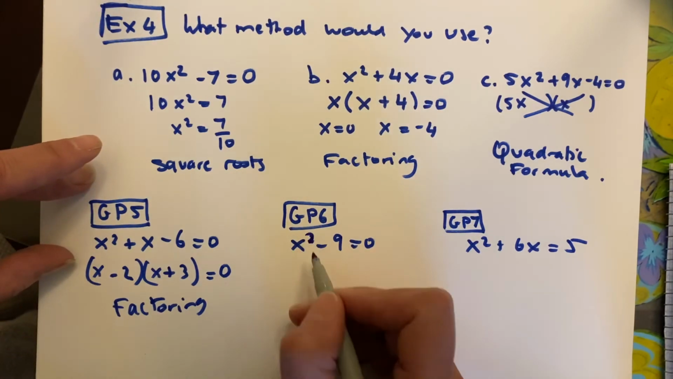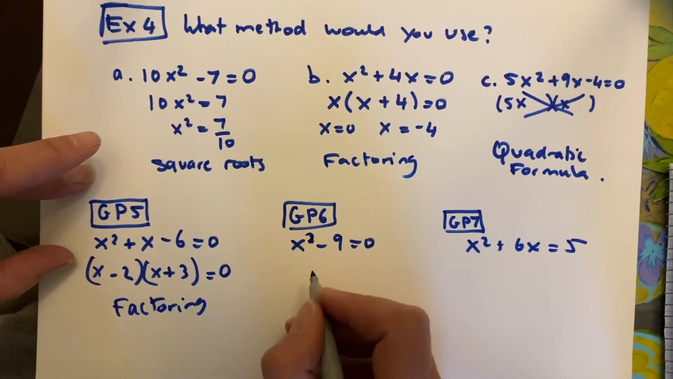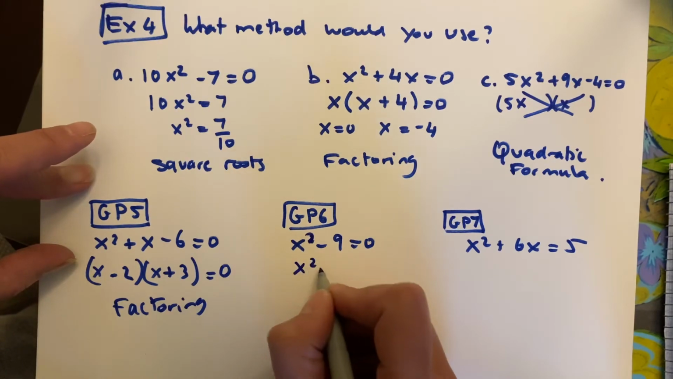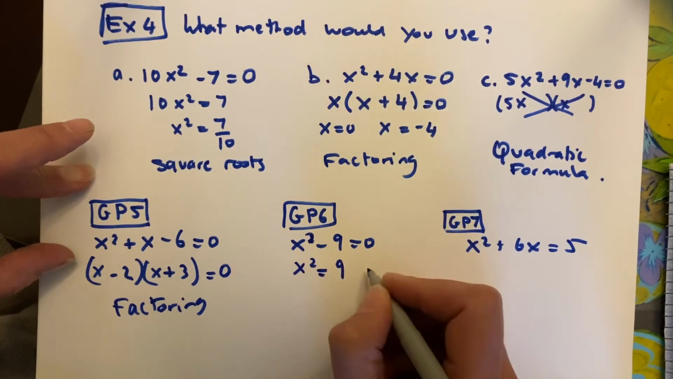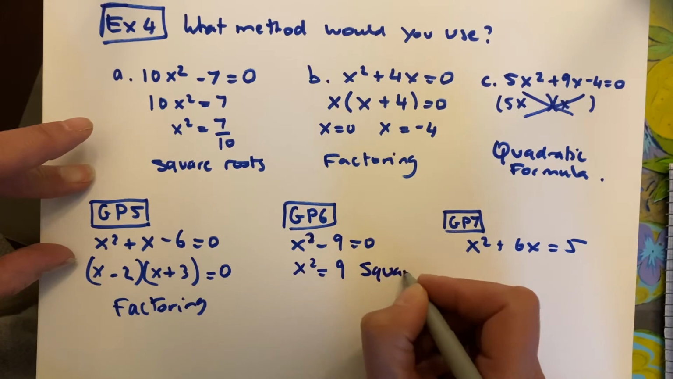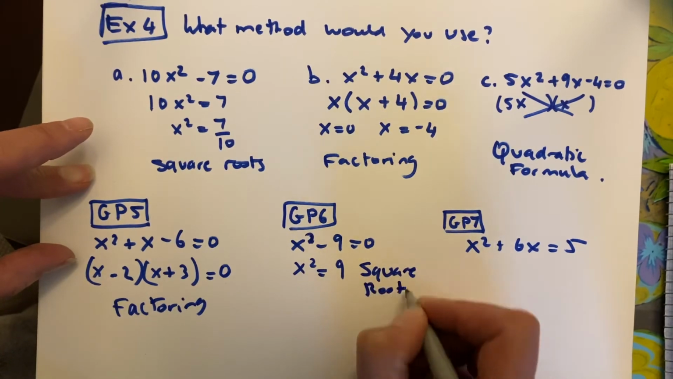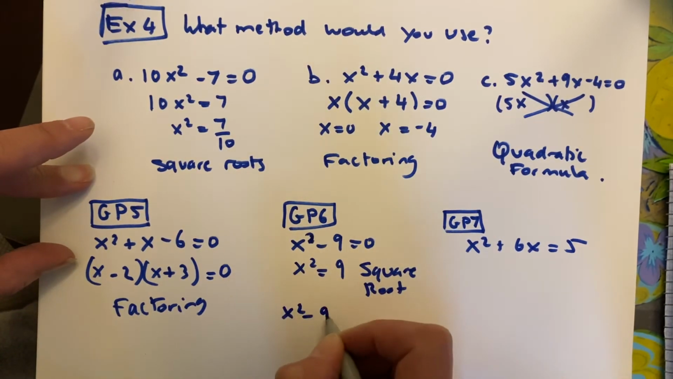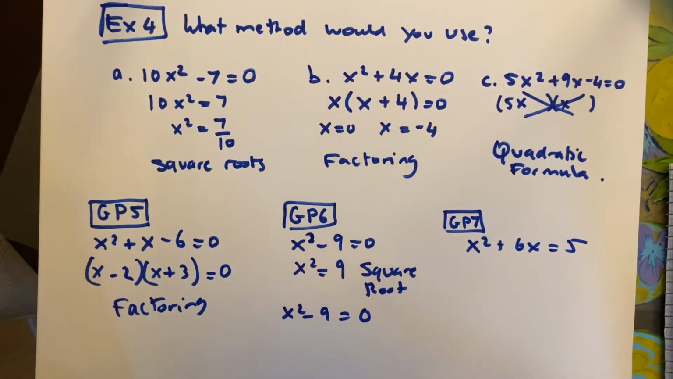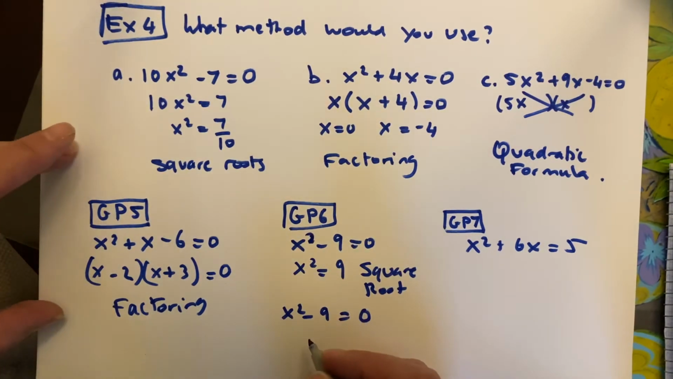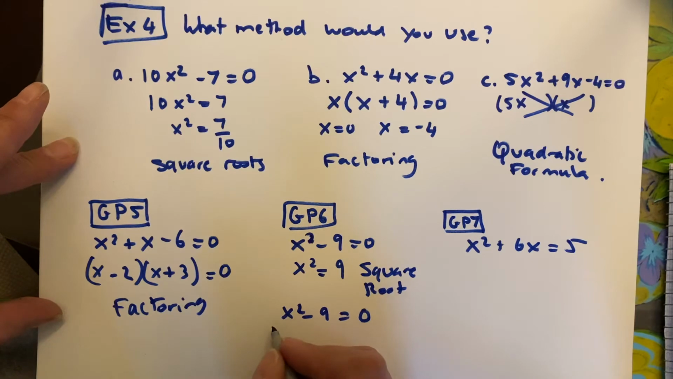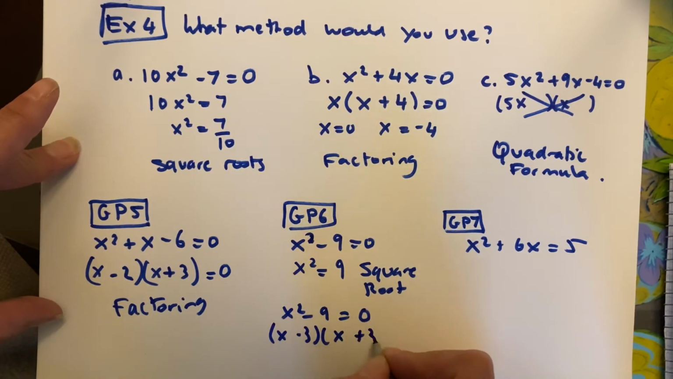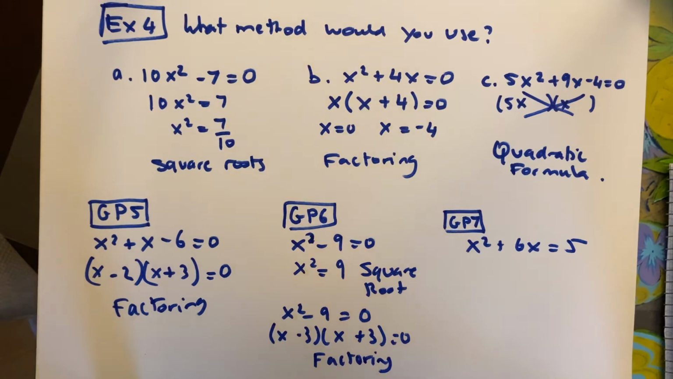Well, this one I have x squared minus 9. And I can see right away, I can set this equal to 9, so I can for sure use square root. But I'm going to rewrite it below because I bet you some of you saw something else. If you saw a difference of 2 squares, you were absolutely right. X minus 3, x plus 3 equals 0. So you could also use factoring. Either of these methods would work out beautifully.